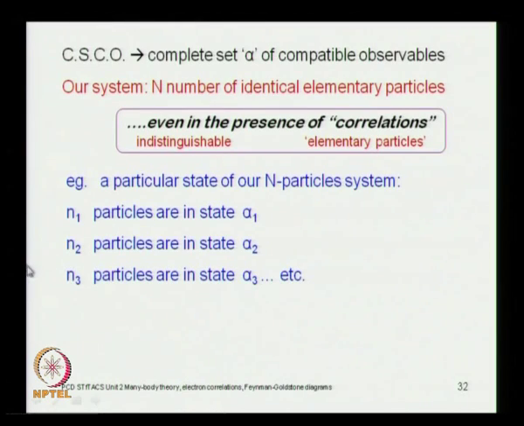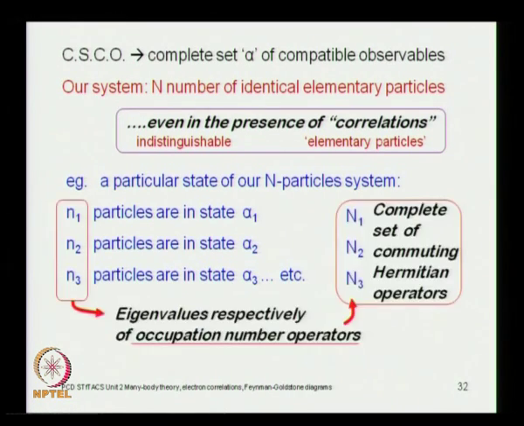So you will have n1 number of particles in the state alpha 1, n2 particles in state alpha 2 and so on. So this will be our description of the n particle system, and this is the way you would describe the system of indistinguishable elementary particles, whether they are fermions or bosons, but then of course the statistics is different. So these are obtained as eigenvalues of a complete set of commuting Hermitian operators.